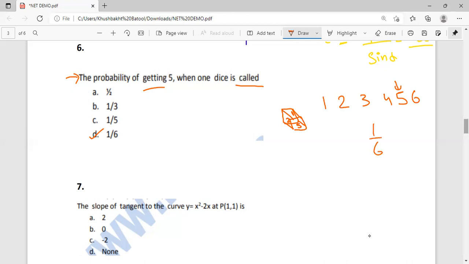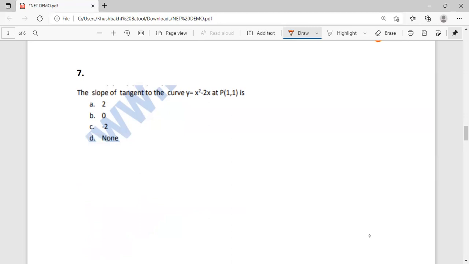Okay. All right. Let's talk about this seventh question now. The slope of the tangent to the curve y equals x square minus 2x at point (1, 1) is. Now we need to talk about the slope of the tangent, right? Slope of this curve. The curve is y equals x square minus 2x.